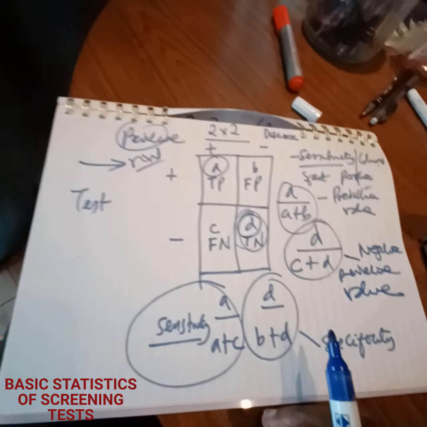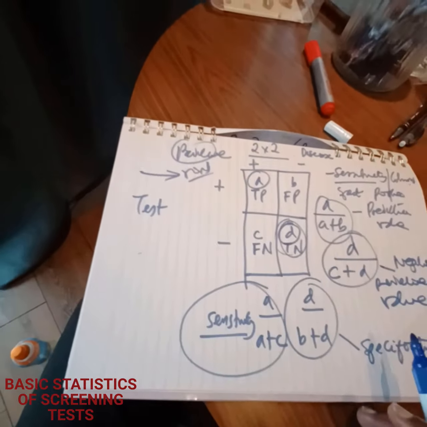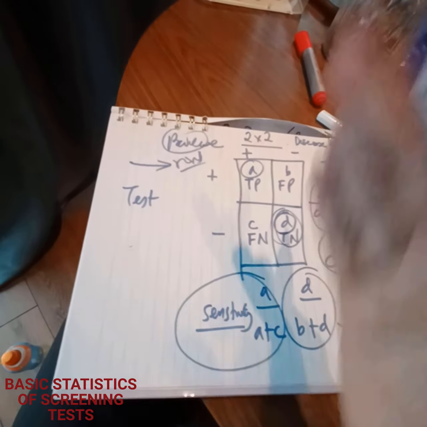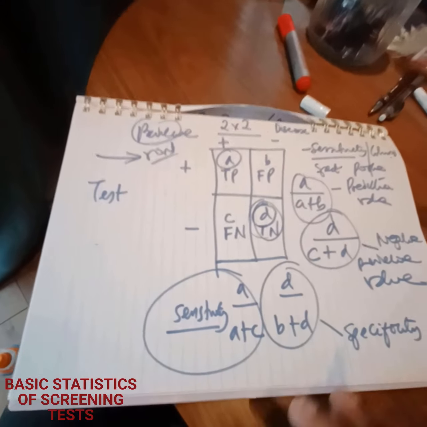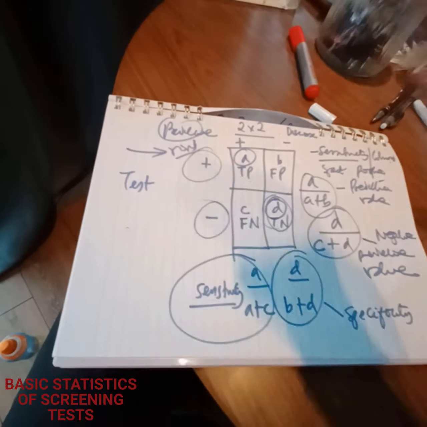I hope you find this useful. So, quick recap. Remember the 2x2 table. Remember rows are for predictive values. Remember columns are for sensitivity and specificity. And remember the concept, positive before negative, disease and test.